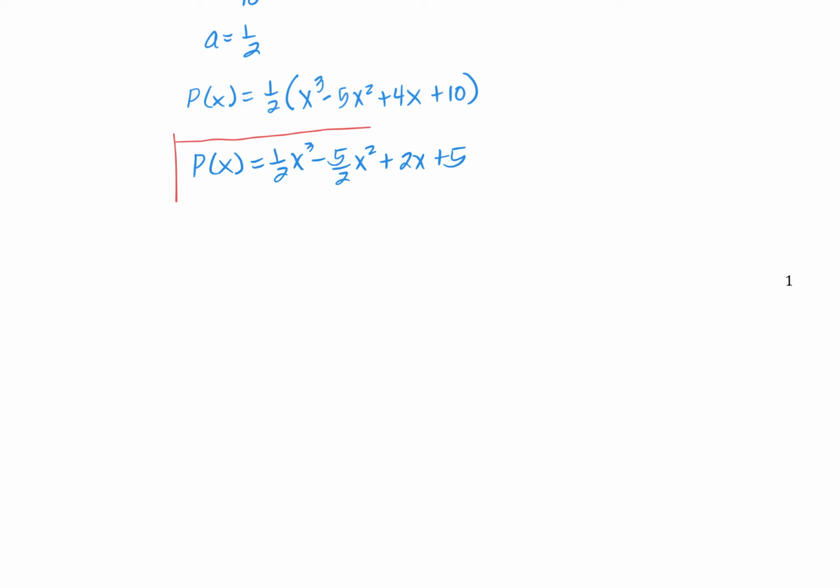We can double check and make sure that this is correct by computing p of 1 and see if we get 5. So that would be 1/2 minus 5/2 plus 2 plus 5. And yeah, that's going to be equal to 5. So this checks out.